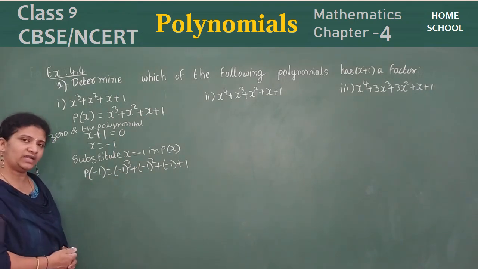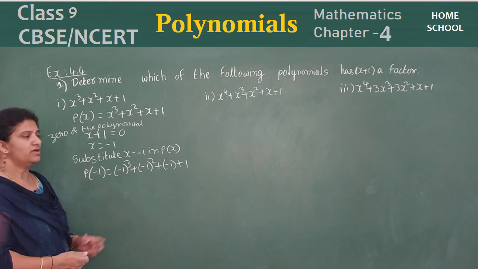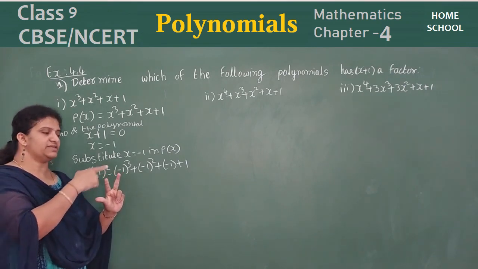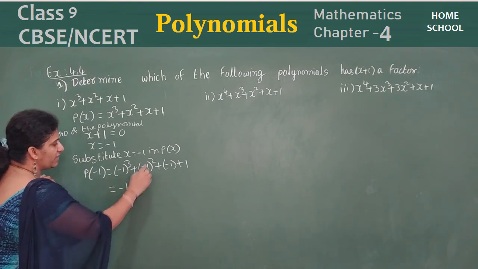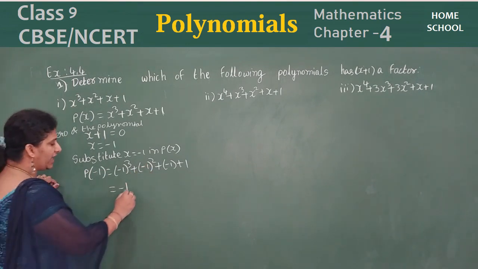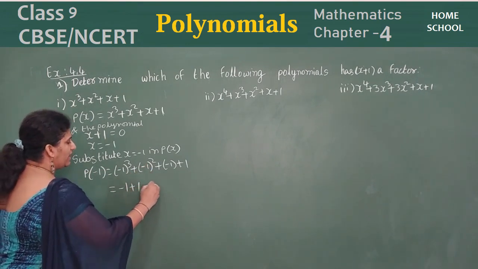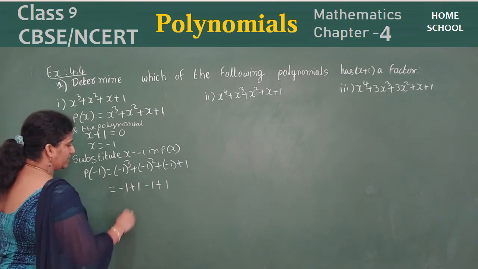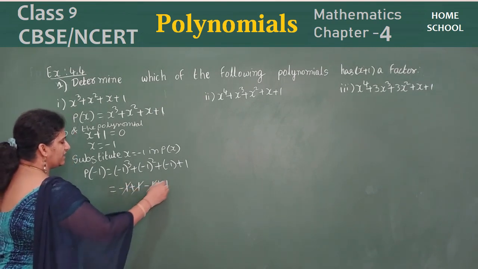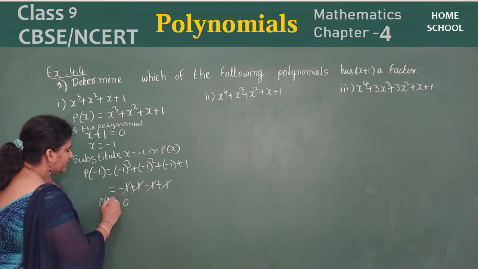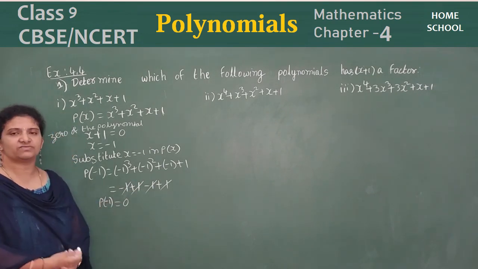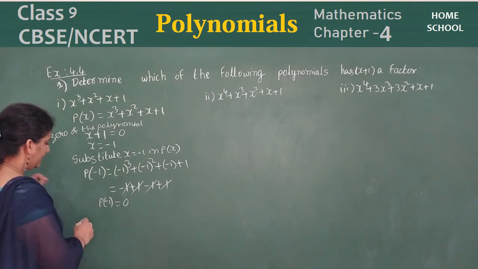Minus 1, if you multiply 3 times, what happens? Minus into minus plus, plus into minus, it will be minus. That will be minus 1. Minus 1 if you multiply 2 times, plus 1. And this one, minus 1 plus 1. Minus 1 plus 1 cancel. Finally, what you can get here, children? P of minus 1 equal to 0.